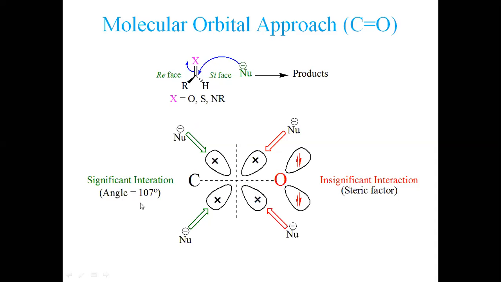So this is the reason it has two faces. One face is this, the other face is this. If it approaches from here, it shall be a different isomer. If it approaches from here, it shall be a different isomer.